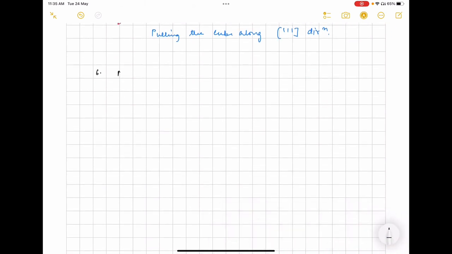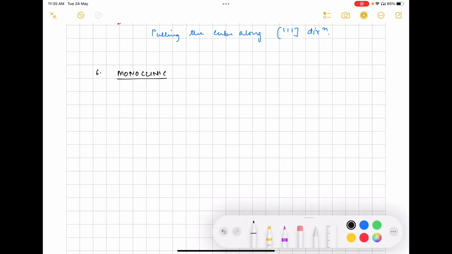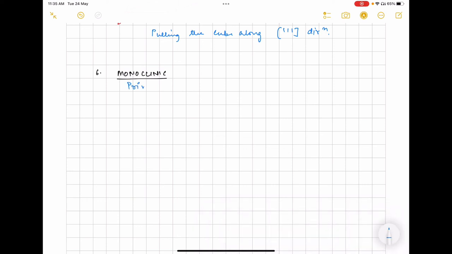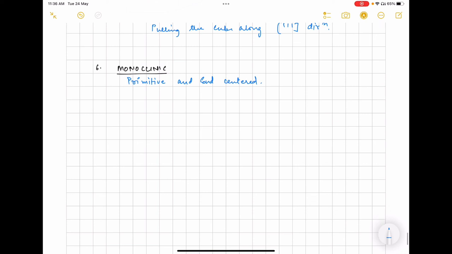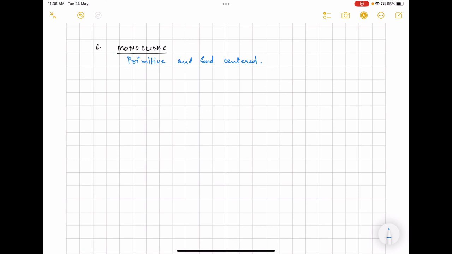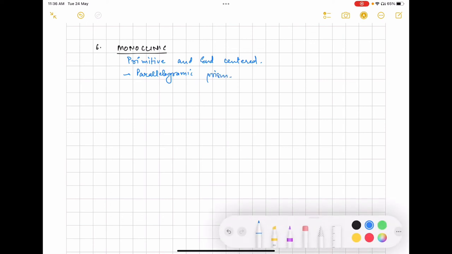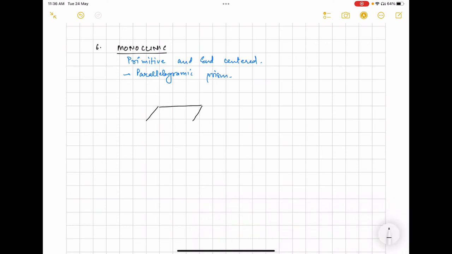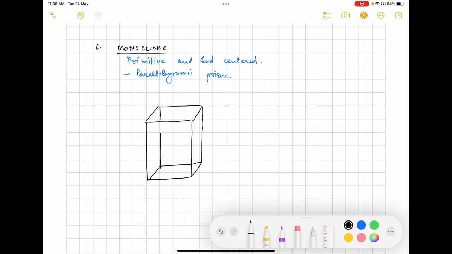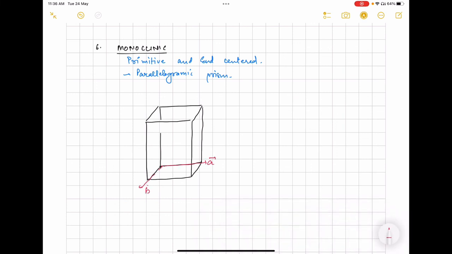Now next is monoclinic. This exists in primitive and end-centered types of lattice. So the shape is a parallelogram prism. Let us draw one. So this is your monoclinic structure, where this is your A, B and C.